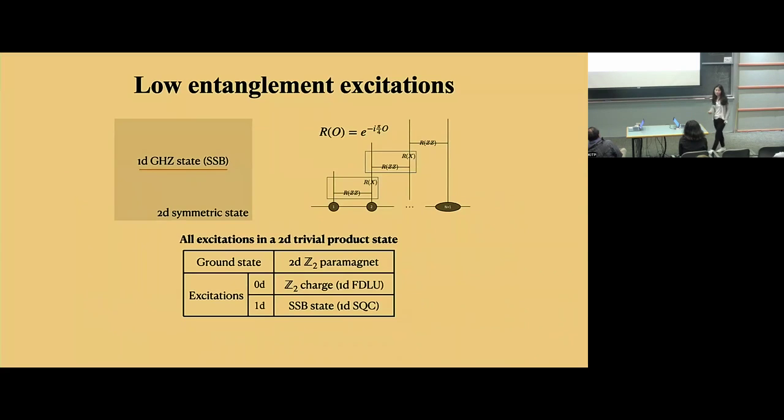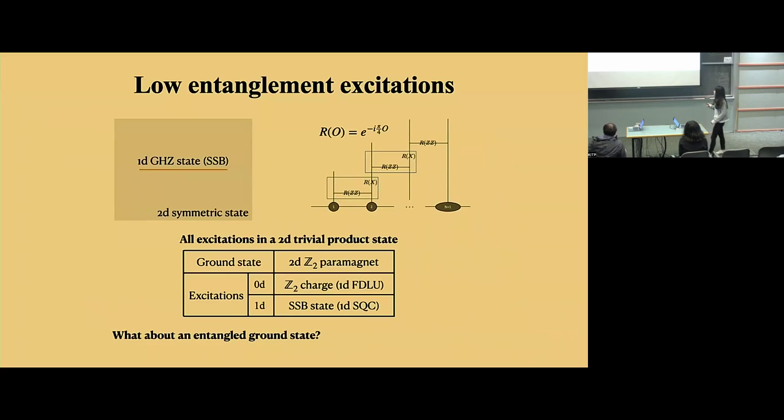And so let's start with the simplest case. If we have a trivial product state, let's say, what are all the possible excitations we can get? Since it's trivial, you find you can only get these two types of non-trivial excitations. The zero-dimensional excitation must be this Z2 charge, created by a 1D finite depth local unitary. And the one-dimensional excitation is this GHZ state, and it has to be created by a 1D sequential quantum circuit.